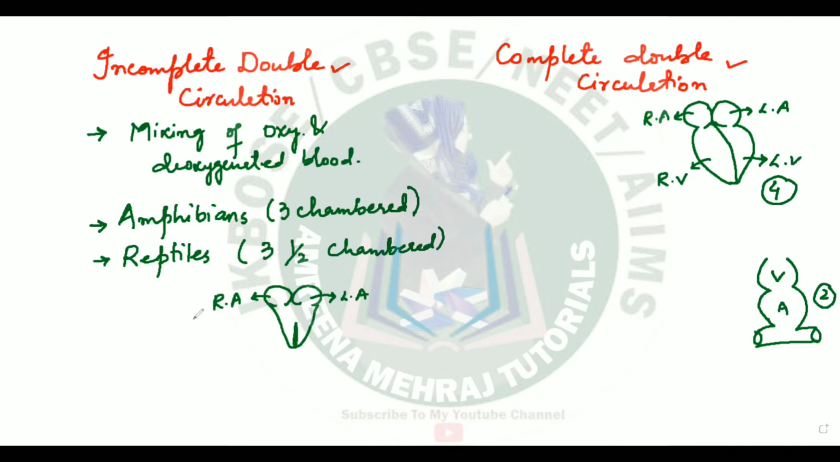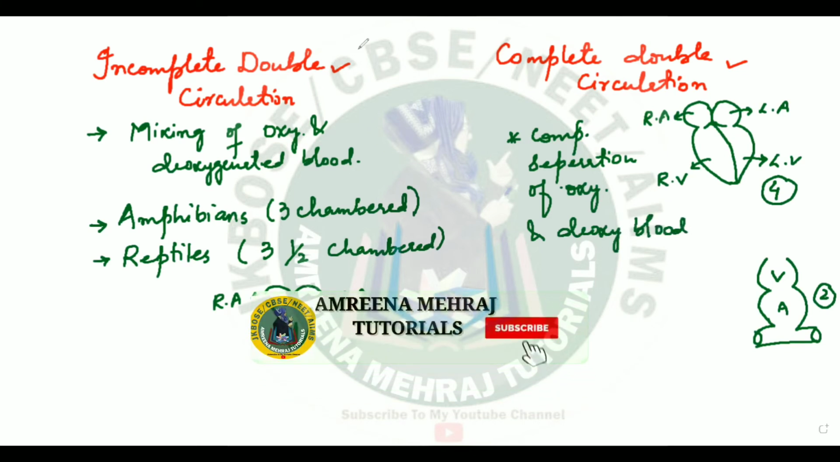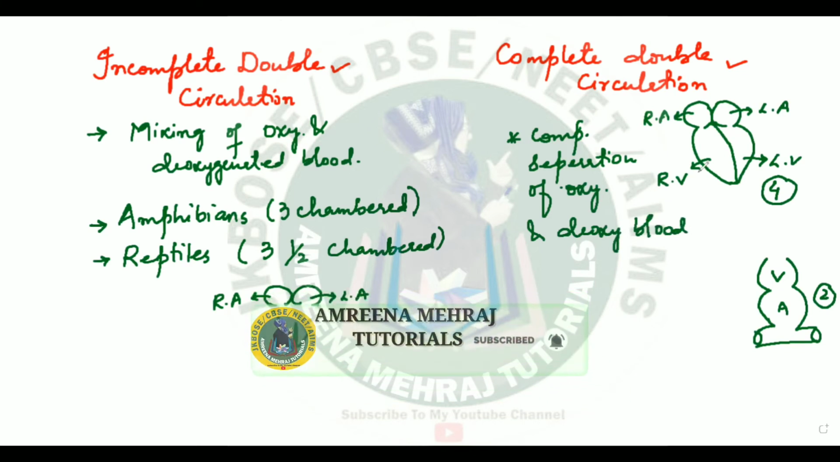Let me write down why we say this. I've already written on top that there will be mixing of oxygenated and deoxygenated blood. But as far as complete double circulation is concerned, because of this septum, this wall between the right ventricle and left ventricle, we can conclude that there is complete separation of oxygenated and deoxygenated blood.